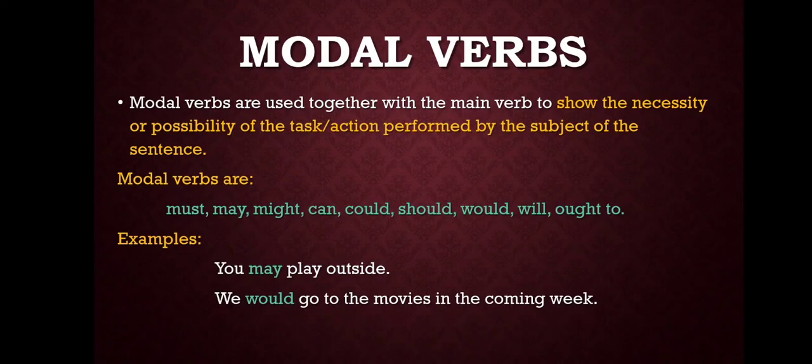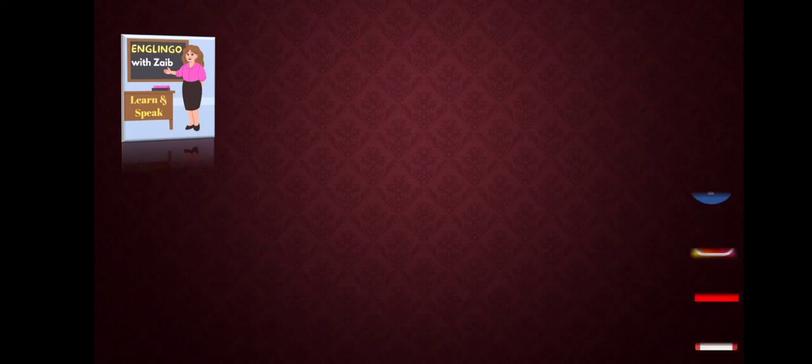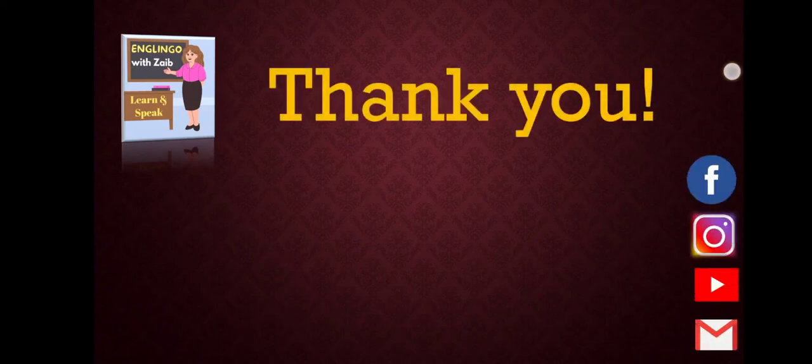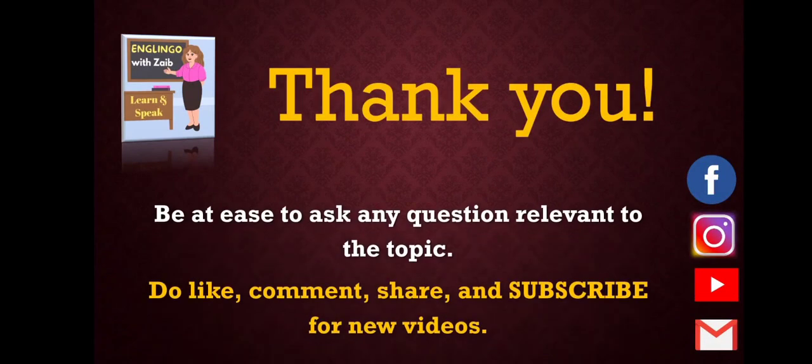You would go to the movie in the coming week. So this "would" is giving us a possibility of the task being done. So that is all about the types of verbs that we have covered in the first part of the lesson. In our next class, we'll cover other types of verbs.